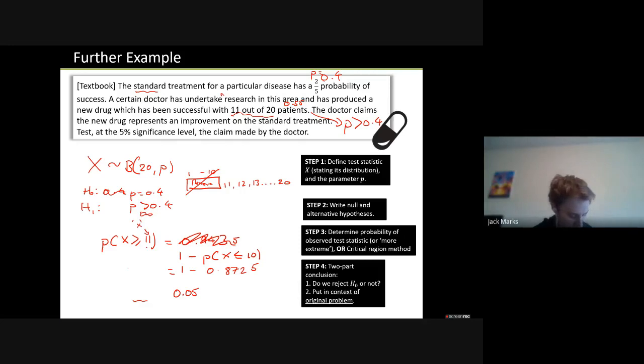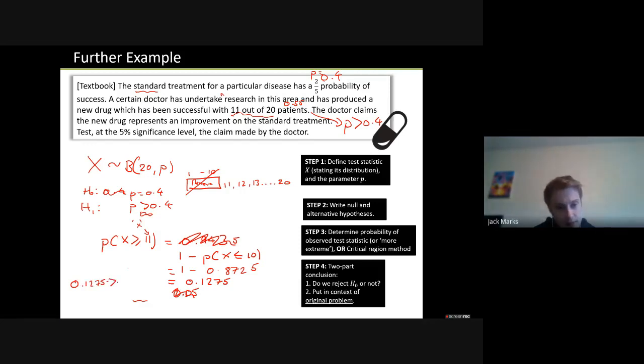Sorry about that. I think my brain seemed to switch off a little bit. So if I store that value into my calculator, go back onto the normal mode, 1 minus the value that I've stored there. So I get an answer of 0.1275. In other words, there is a 12, almost 13% chance that 11 or more people would be cured just by chance. Well, how does this compare to the 5%?